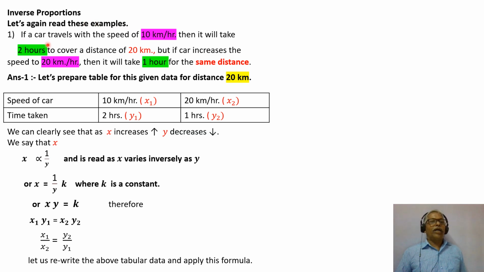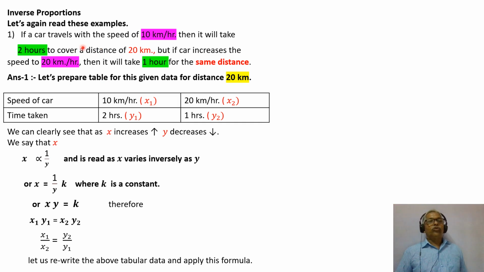See the example, if a car travels with a speed of 10 kilometers per hour, then it will take 2 hours to cover a distance of 20 kilometers. But if the car increases the speed to 20 kilometers per hour, then it will take 1 hour for the same distance. Now this is very simple, but we have to explain this in a mathematical form so that a formula can be applied to other unknown quantities that are to be determined in the problem.